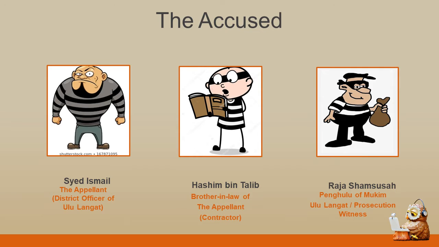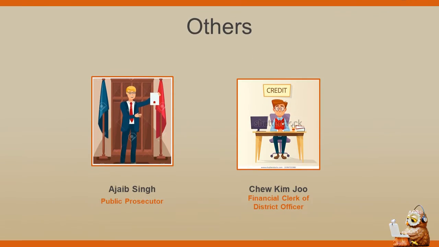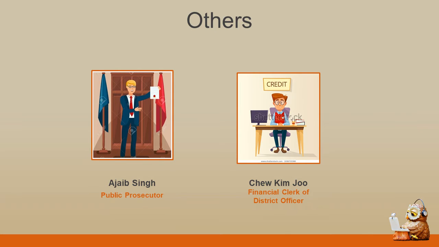Now, this is the list of the accused in the early stage and there are 3 of them. However, we'll be focusing on Syed Ismail, the appellant of the case and also a district officer of Ulu Langat. While this is Hashim bin Talib, the brother-in-law of the appellant, and Raja Shamsusa, the penghulu of Mukim Ulu Langat. Raja later turned into a prosecution witness, giving testimony against both of them. Not to forget our public prosecutor Ajaib Singh and Mr. Chee, the financial clerk of the district officer, also acting as one of the prosecution witnesses.